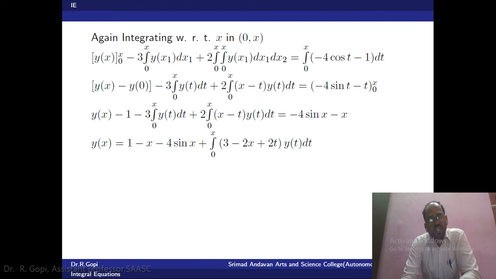So this is the Volterra integral equation of the second kind, because alpha of x equals 1, and also non-homogeneous because f(x) is not equal to 0. So f(x) is nothing but 1 minus x minus 4 sin x.